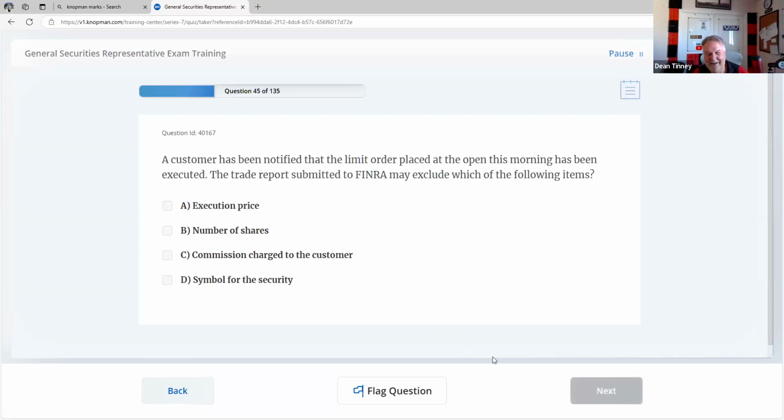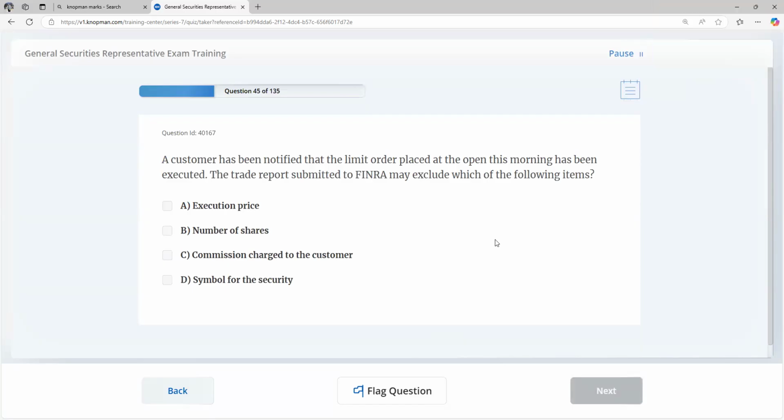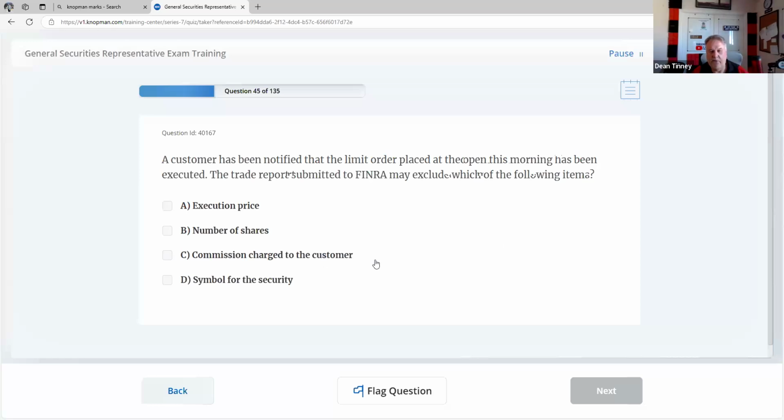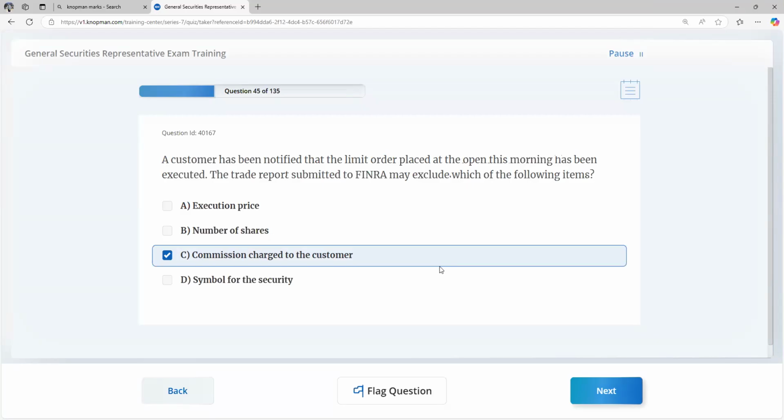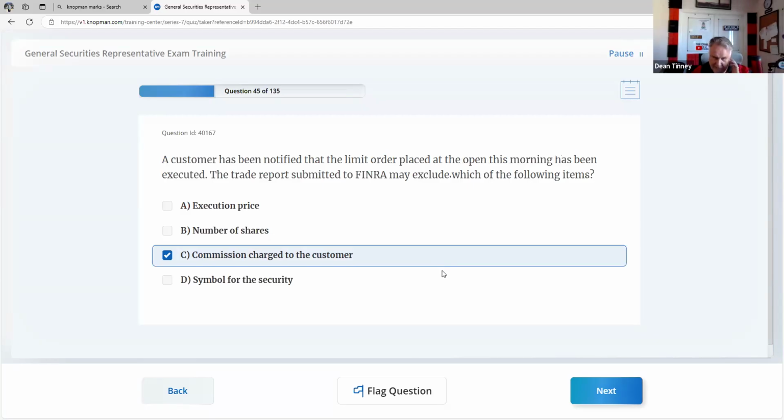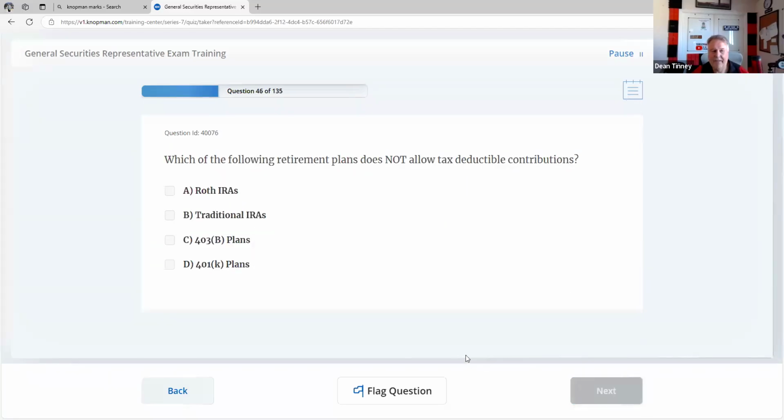A customer has been notified that the limit order placed at the open this morning has been executed. The trade report submitted to FINRA may exclude the following items. Okay, so it has to have the execution price. It has to have the number of shares. I'm pretty sure it has to have the symbol. Yeah, I like how you attack that one. That's exactly the way to go about it. Right, commission. FINRA doesn't really care about that, as long as it's fair and reasonable, and if it goes over 5%, you have some reason. So yeah, I think that's a pretty good answer.